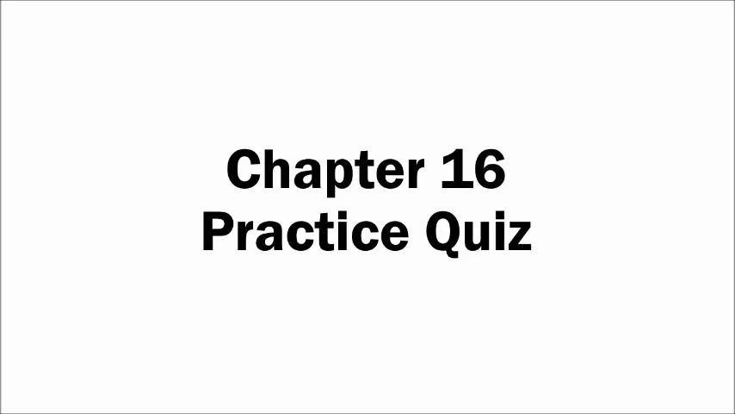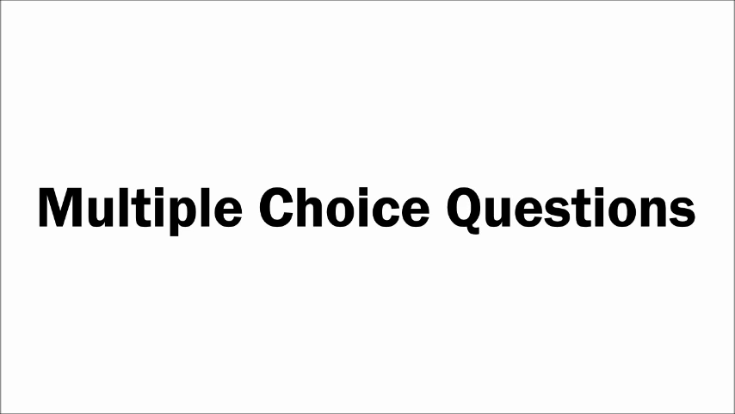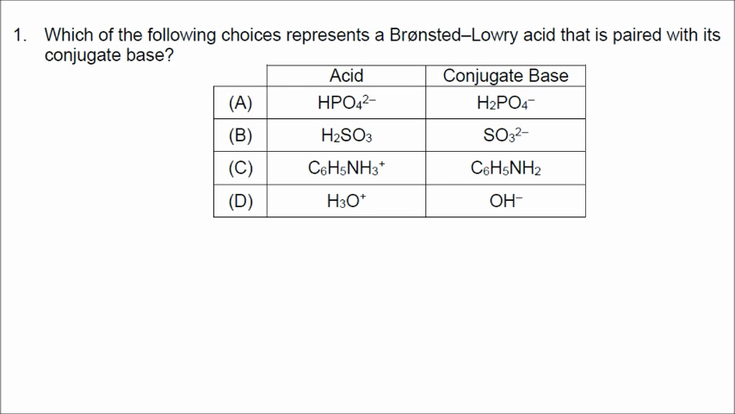These are the answers to the Chapter 16 practice quiz, starting with multiple choice questions. Number 1. Which of the following choices represents a Bronsted-Lowry acid that is paired with its conjugate base?